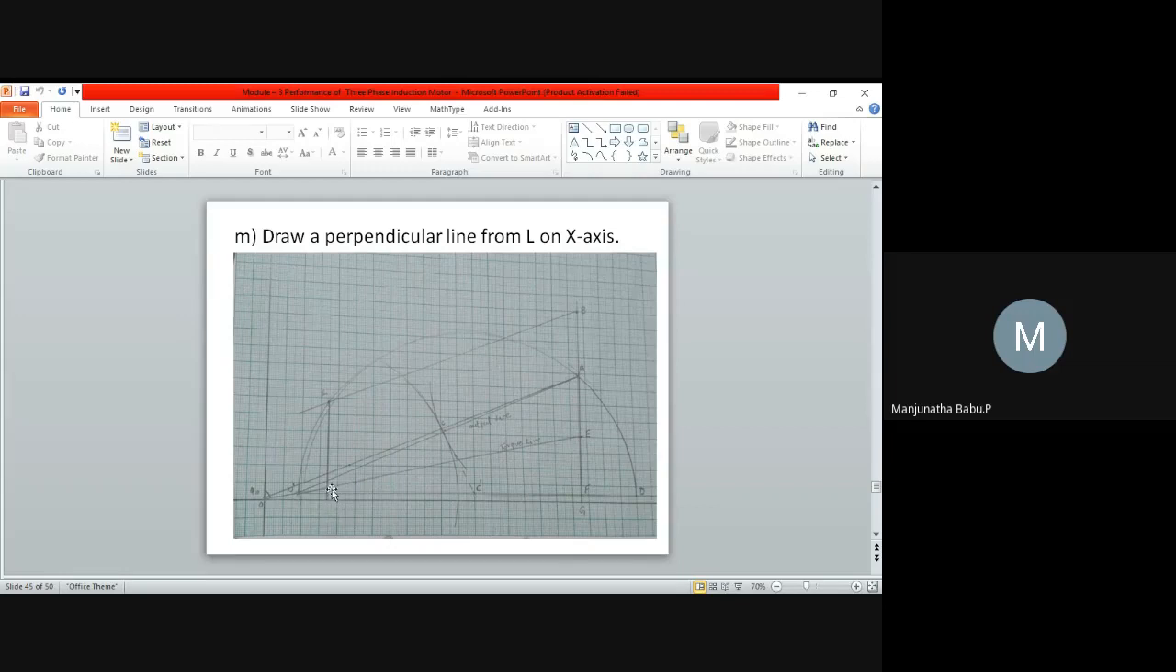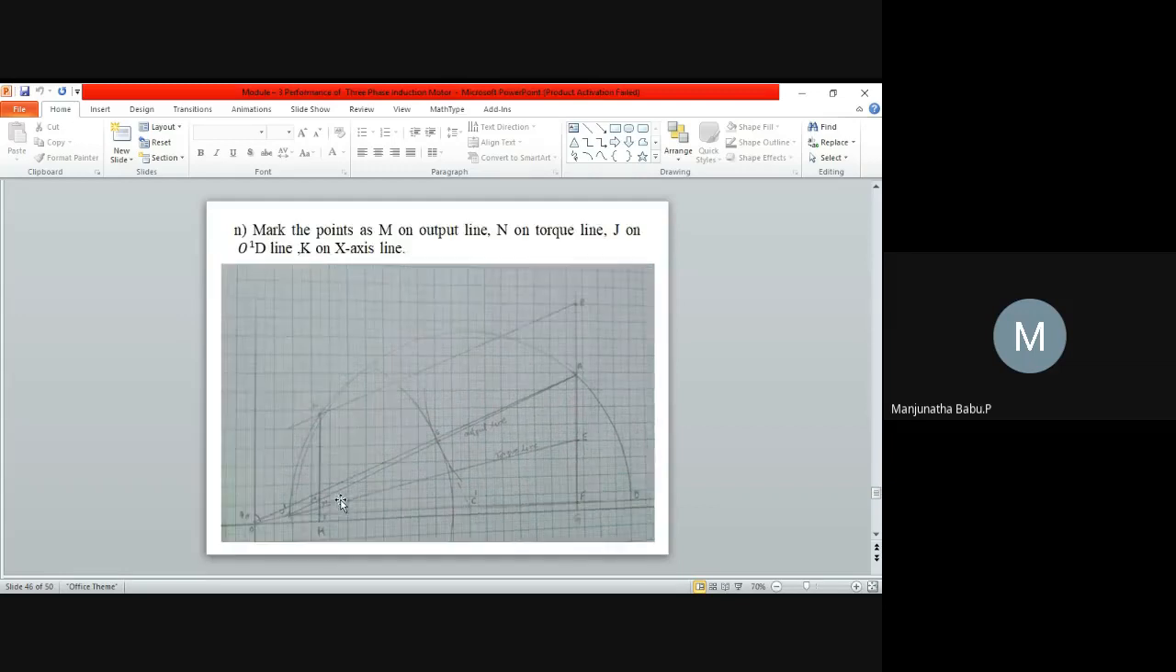Now mark these values as shown below. Represent the x-axis line point as K, the horizontal line O dash D as J, then N and M. So represent the alphabets: mark the points as M on the output line, N on the torque line, J on the O dash D line, K on the x-axis line.